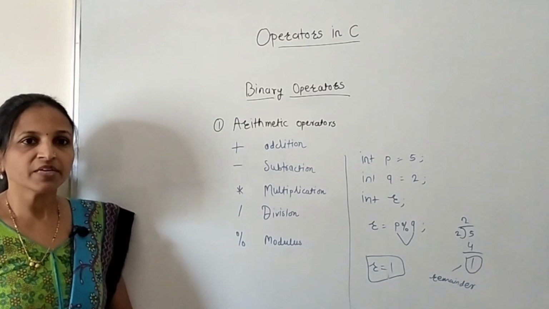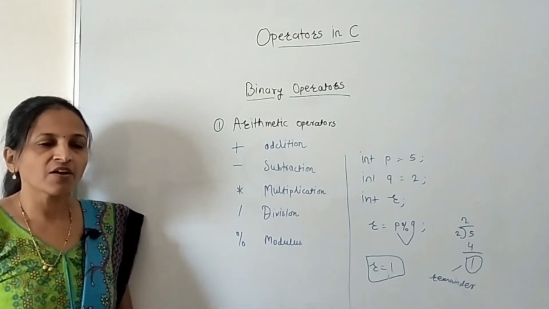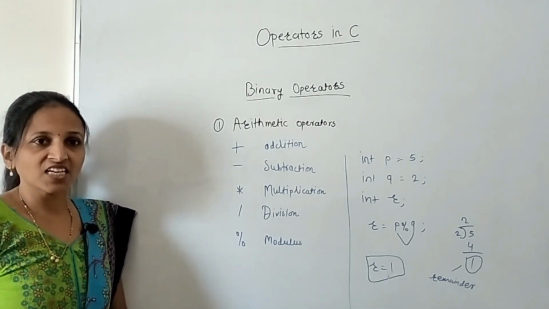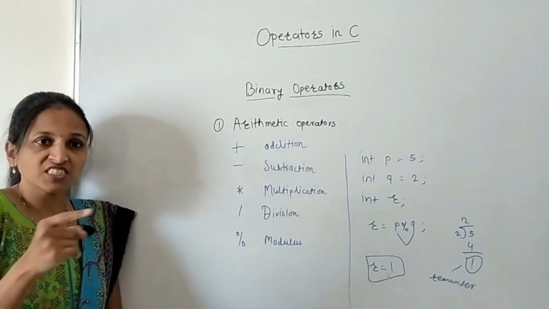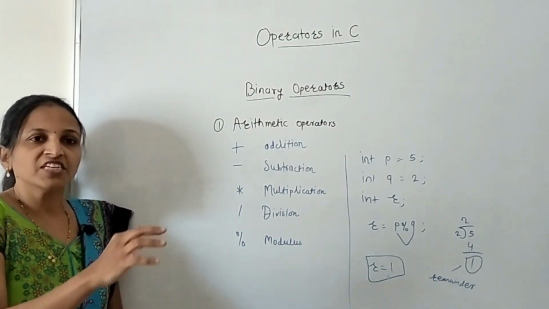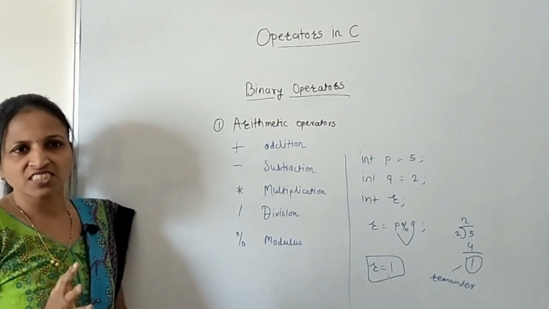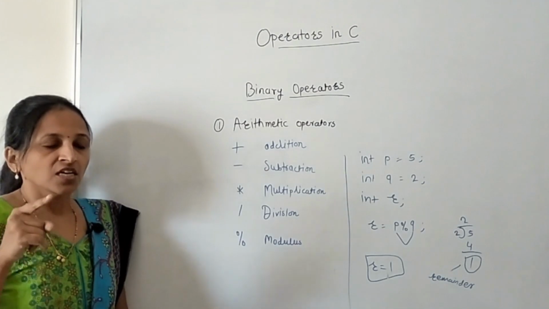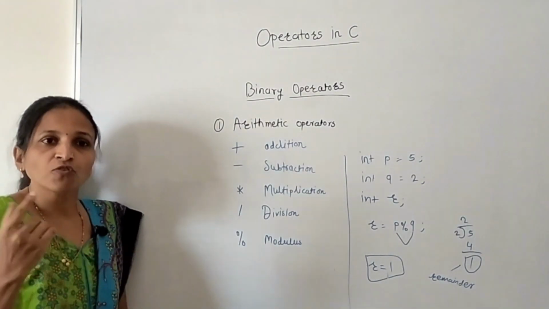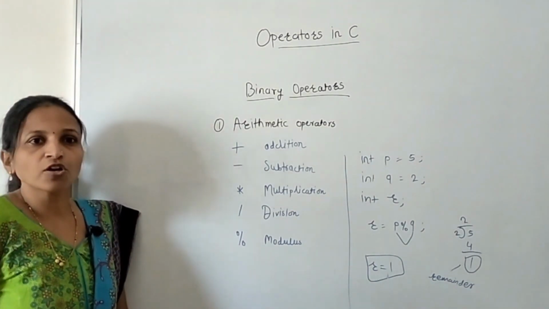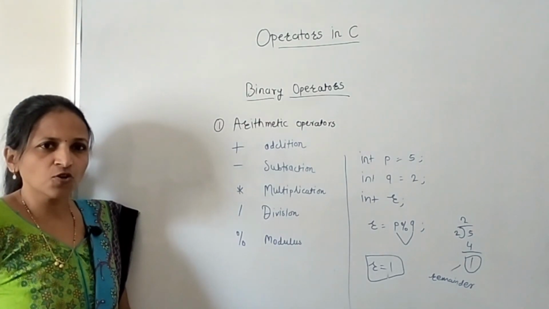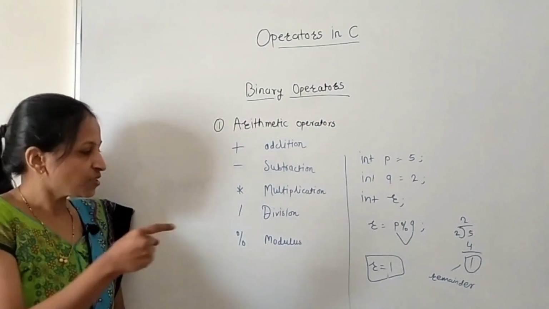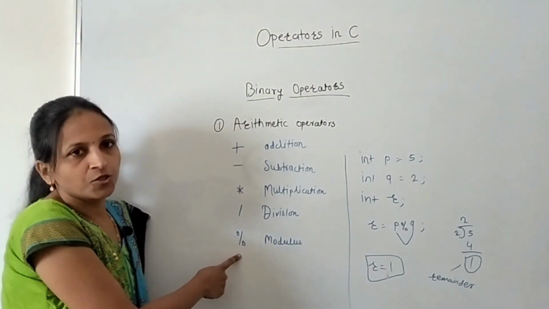This is normally used to check divisibility. For example, suppose I want to check whether a given number is even or odd. In that case we have to check whether the given number is divisible by 2 or not. If it is divisible by 2, then we can say that it is an even number. So we have to check whether number modulus 2 is equal to 0 or not. If the remainder is 0, then we can say that the number is even. In that case, this modulus operator can be used.